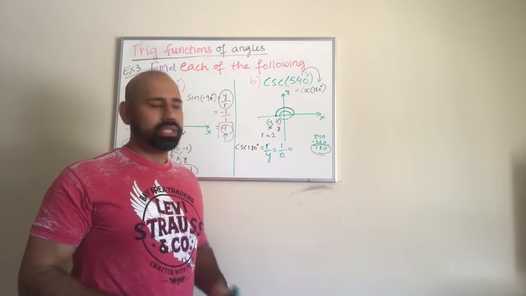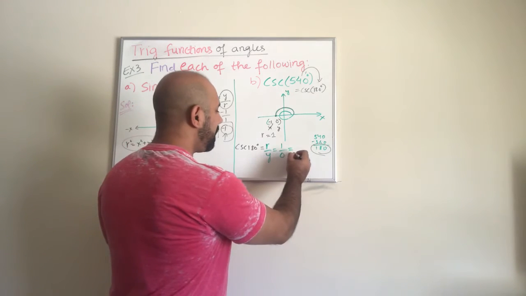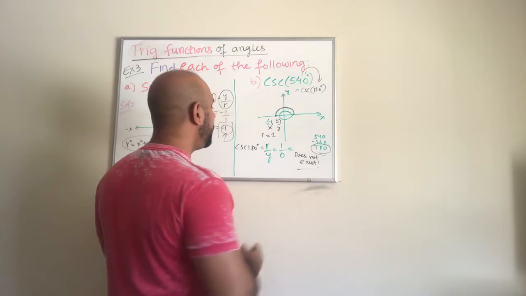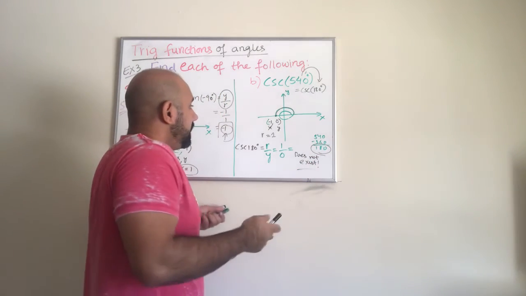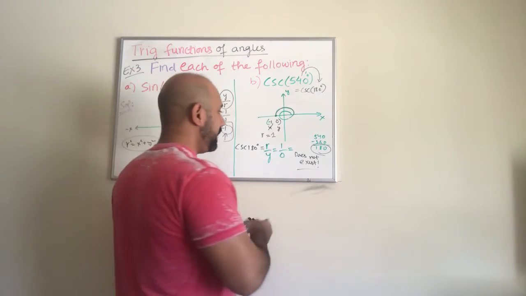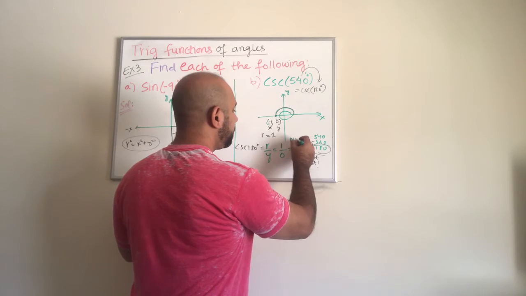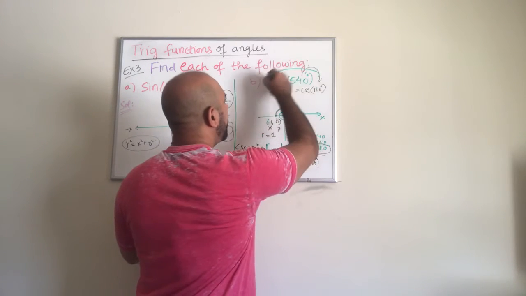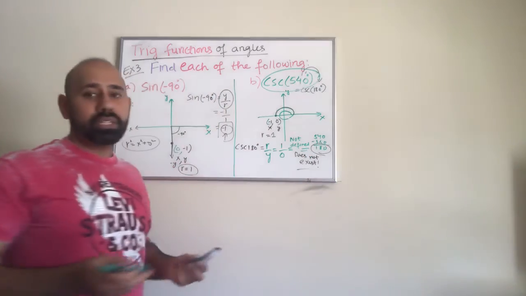We cannot actually divide by 0. So that means it is not possible. So it does not exist. In this case, it is not defined, or we can say it does not exist, because you cannot divide by 0. So for this, the answer is not defined or does not exist.